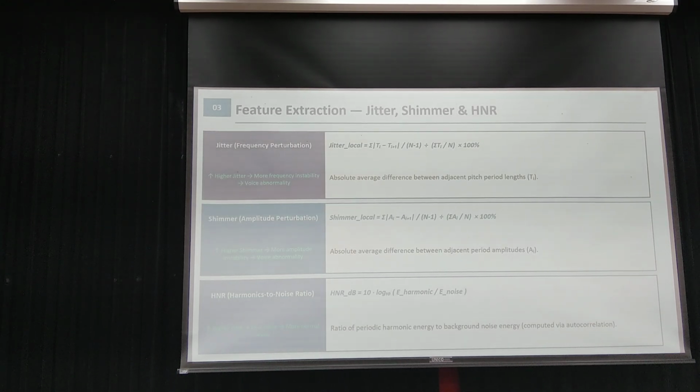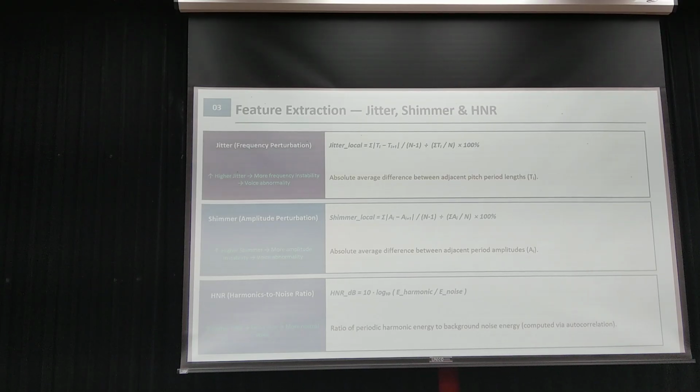We select three clinically representative indicators. First, jitter, the absolute average difference between adjacent pitch period lengths, where N represents the total number of pitch periods in the sample. A higher jitter value indicates more unstable frequency, associated with voice abnormality. Second, shimmer, the absolute average difference between adjacent period amplitudes. Higher shimmer indicates more unstable amplitude, also associated with voice abnormality. Third, HNR, the ratio of harmonic energy to noise energy. Higher HNR means less noise energy, indicating a more normal voice.